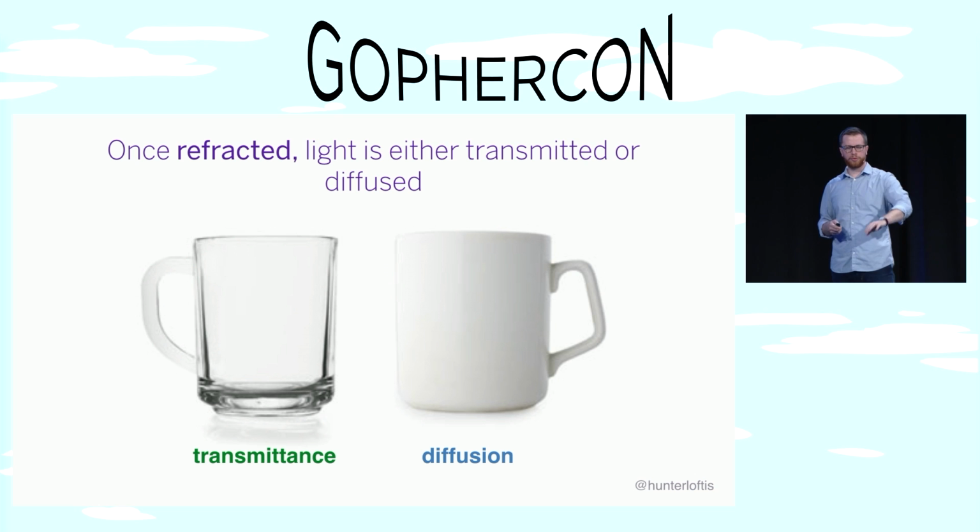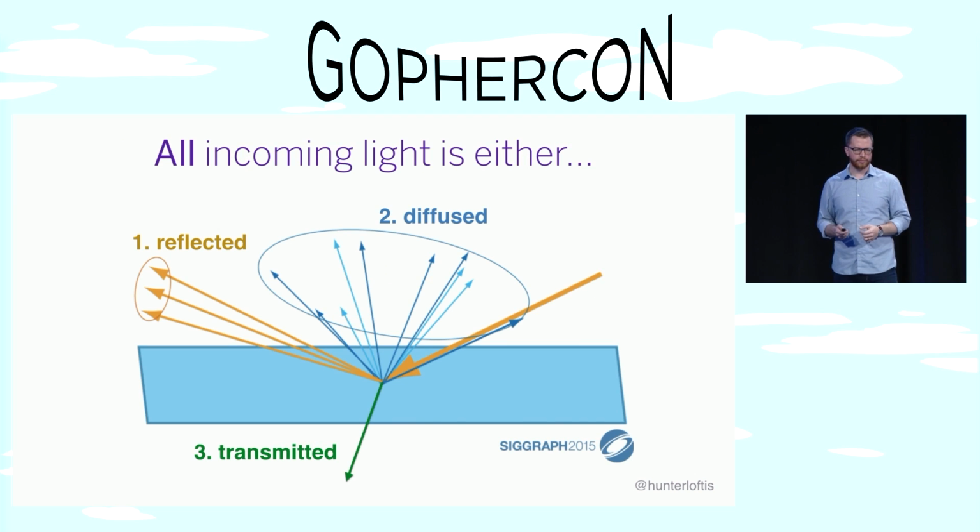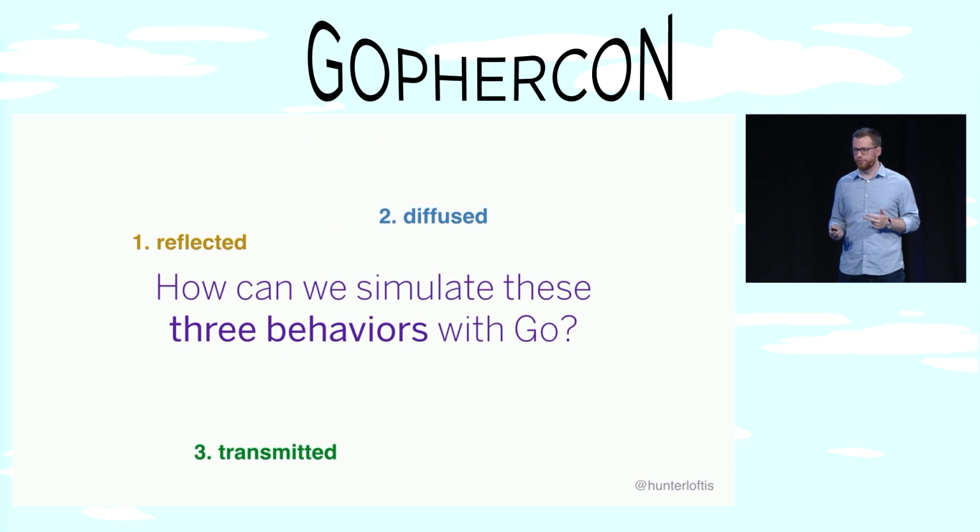So the only difference between these two cups is how long does it take? How far into the material can light move? So for the purposes of modeling this, all incoming light is reflected, diffused, or transmitted. And that's how we can make a 3D renderer. How do we simulate these three things with Go?